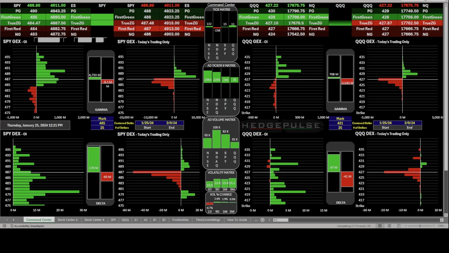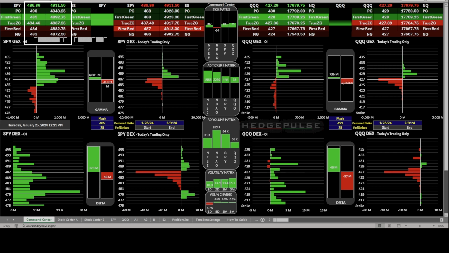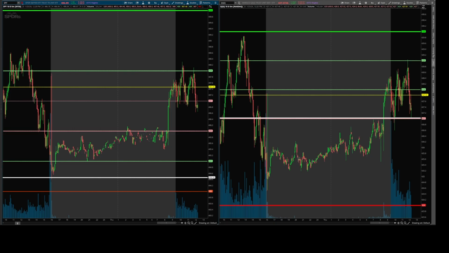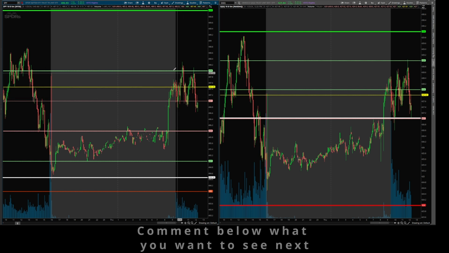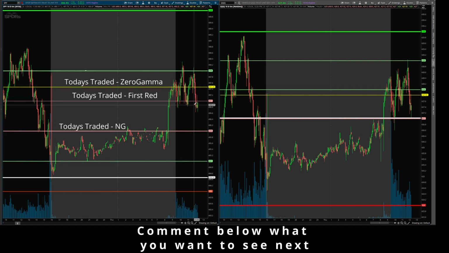See SPY, we've got 490, 485, 484. First NG 484, NG 483. PG for today's traded only 488, 487.52, and 487. So when we look over here, you can see the 488 right here. The light green and light pink right here are today's traded. This is the NG for today's traded.